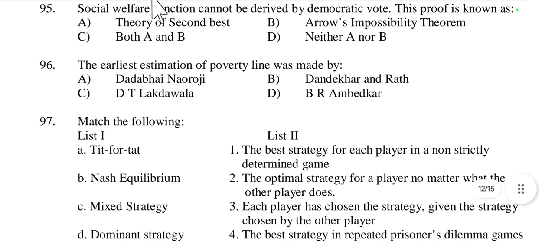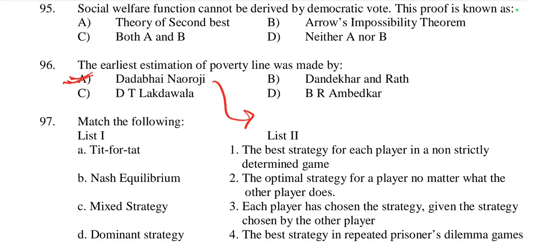Then next question. The earliest estimation of poverty line was made by Dadabhai Naoroji, Dandekar and Rath, D.T. Lakdawala, or B.R. Ambedkar. So here the earliest, or we can say first, estimation of poverty line was given by Dadabhai Naoroji. So the right option is option A.